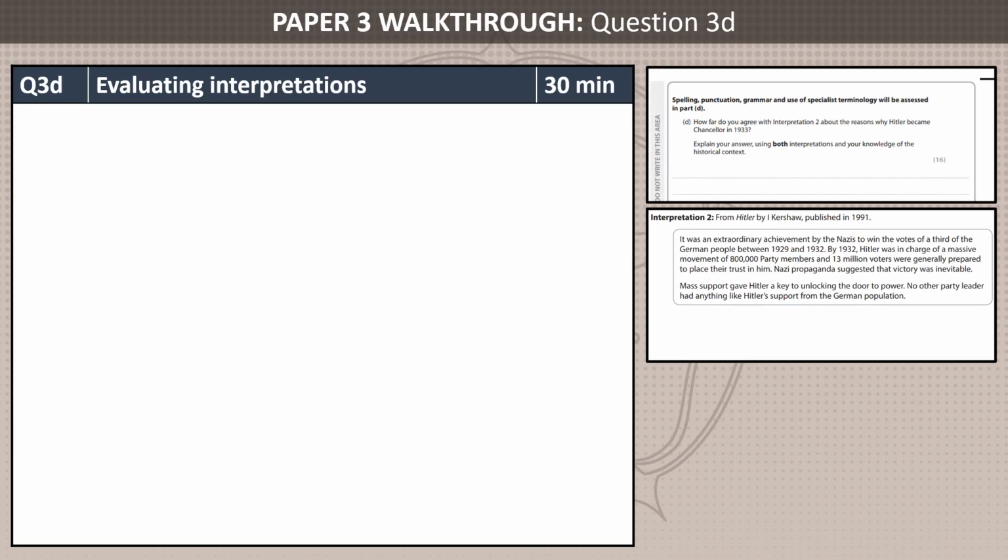And that brings us to the evaluating interpretations question. The first thing we do is underline the focus of the question. Now that's exactly the same as the previous two parts of question 3. So we're working again on the reasons why Hitler became Chancellor in 1933. And we're asked, how far do we agree with interpretation 2 about that? Notice, although we're evaluating interpretation 2, we need to write about both interpretations in our answer. We should prepare both interpretations thoroughly.